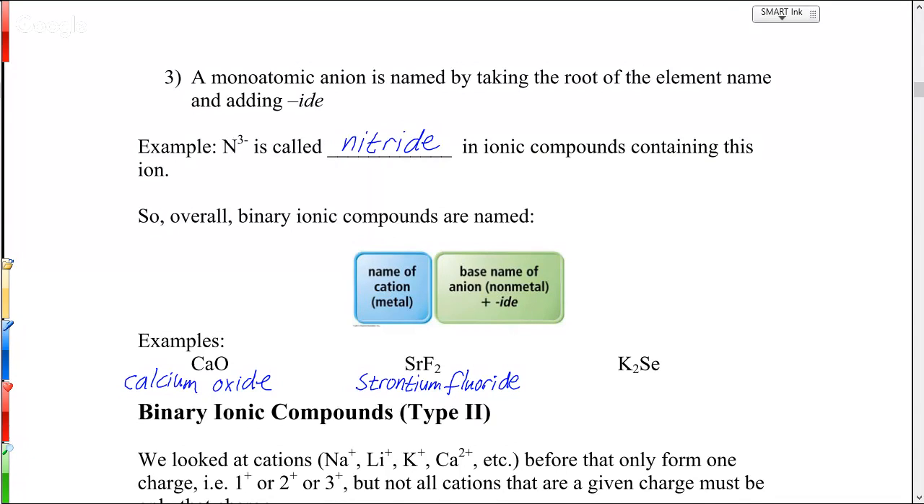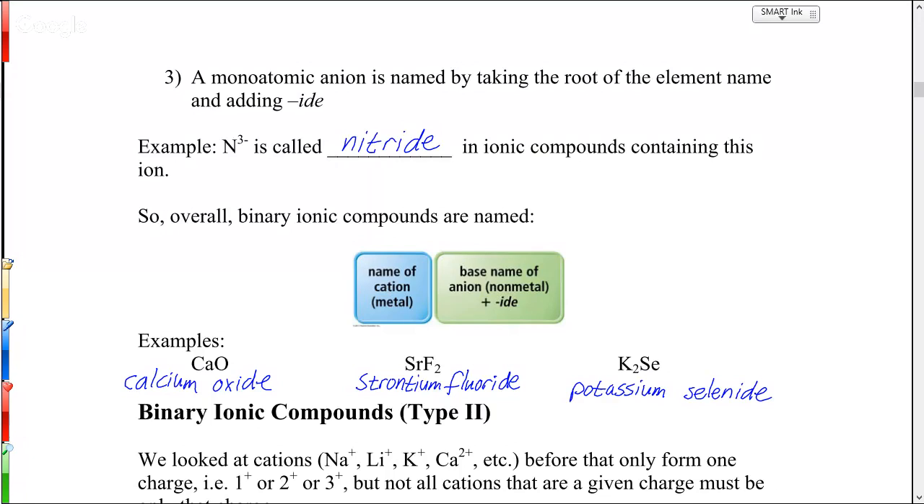Potassium selenide. Yeah, you got it, exactly. Potassium selenide. So that's how that works. Now these are the easiest ones to name, but we also have to know that they go in that category.